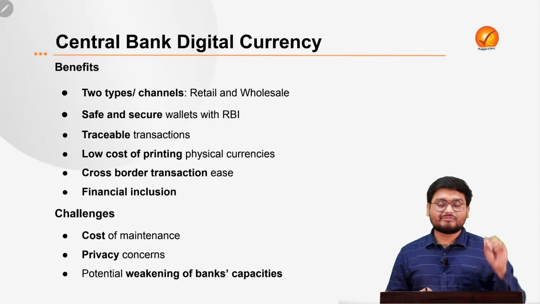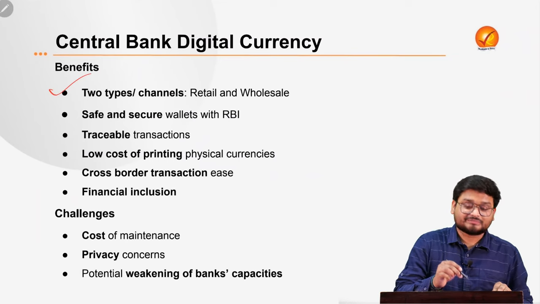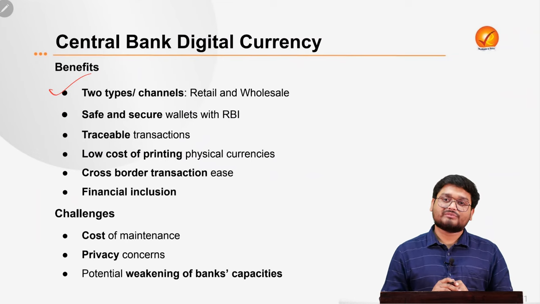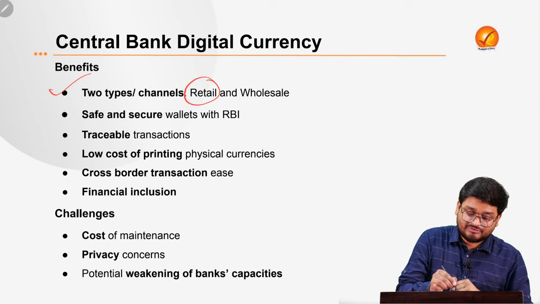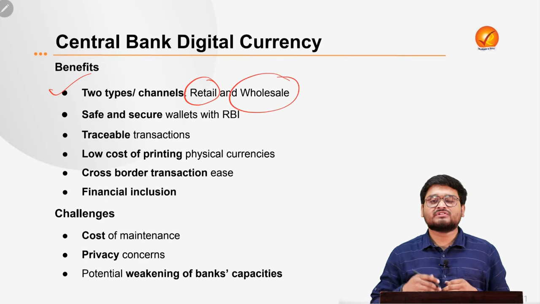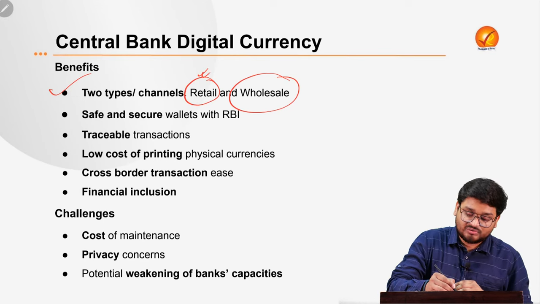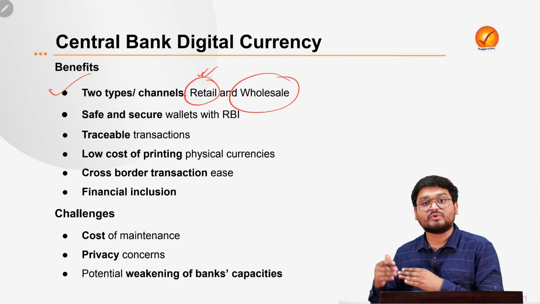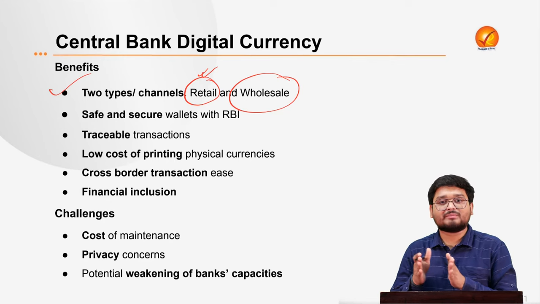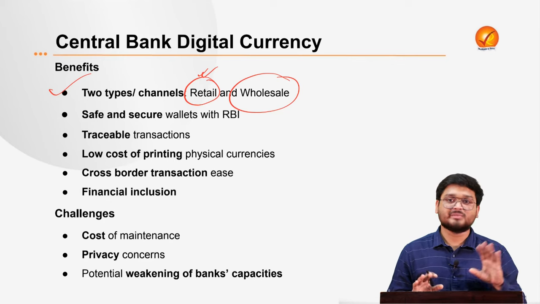Now here, we have to discuss the main benefits of this particular electronic rupee. Firstly, in India, we have two channels of CBDCs, because we have to understand there are two kinds of stakeholders in the entire economy, retail and wholesale. Retail are individuals like you and me who do transactions on a day-to-day basis. Retail also includes stakeholders who are doing businesses, such as running cafes or a particular manufacturing industry and so on. So these are the people who will be using the retail CBDCs.